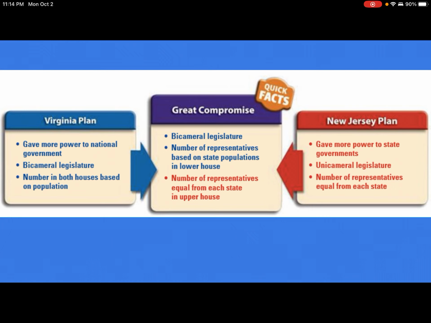Okay? And so this is a great chart kind of giving you guys what did the Virginia plan provide, what did the New Jersey plan provide, and then what came out of it.